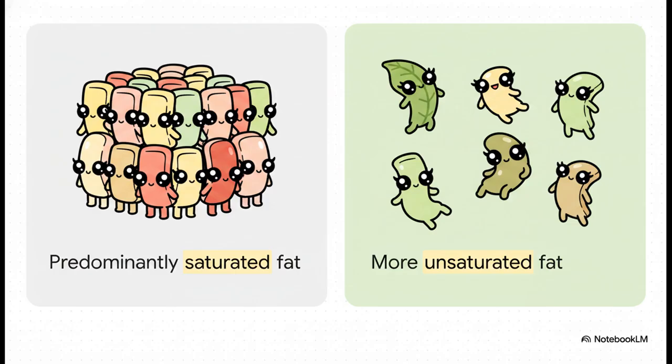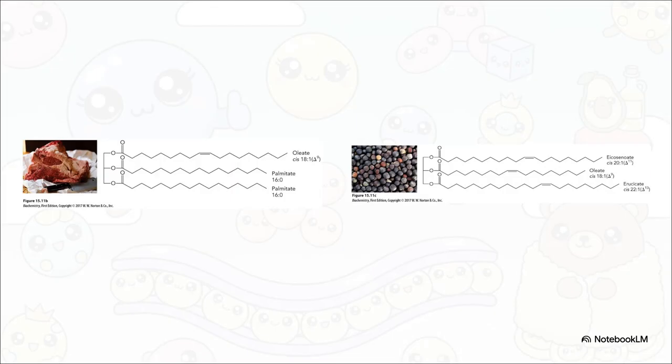Animal fat? It's predominantly saturated. That means its chains are super straight, they pack tightly together, and that makes it solid at room temp. Plant fat, on the flip side, is generally more unsaturated. And this side-by-side comparison perfectly captures that real-world difference.